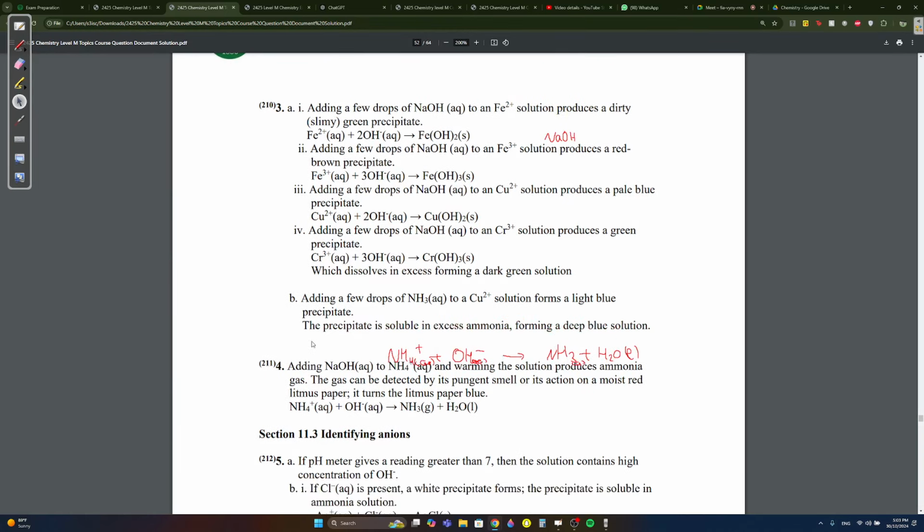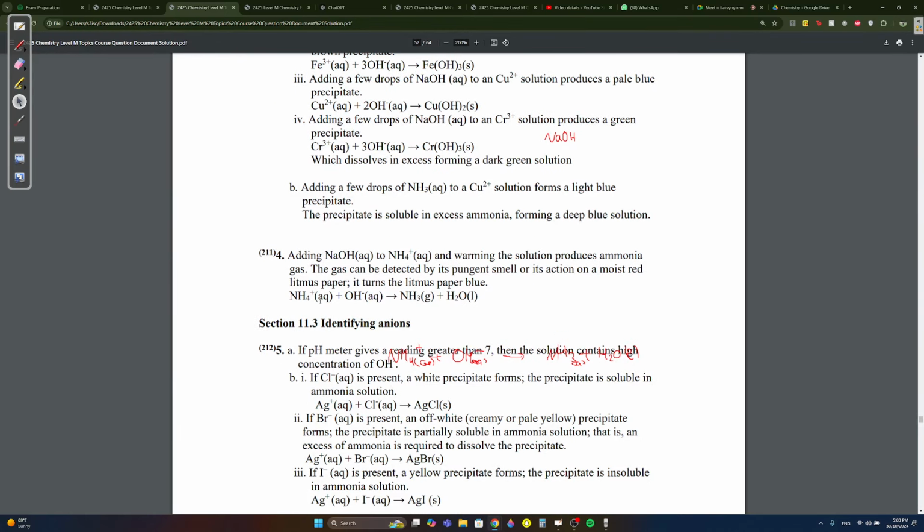You have to warm it. Warming produces ammonia gas. The gas can be detected by its pungent smell or its action on a moist red litmus paper. It turns litmus paper blue.